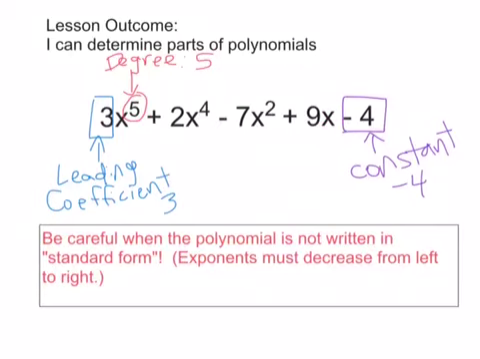We have a 1, x to the first power. And this is technically x to the 0 power, as we've talked about the 0 power. And so therefore, our exponents do decrease from left to right, which means it's in standard form. When it's in standard form, we know this first term will help determine our degree and our leading coefficient.